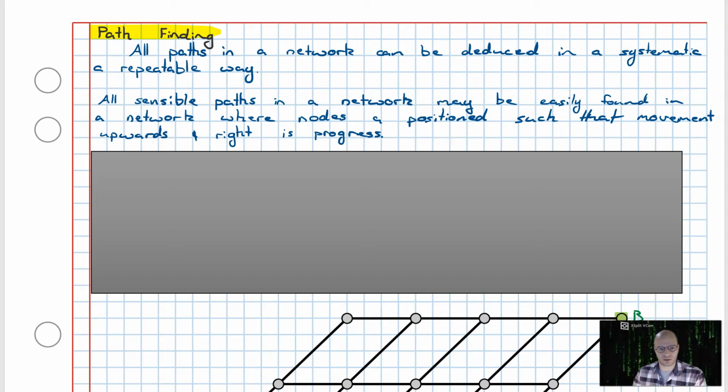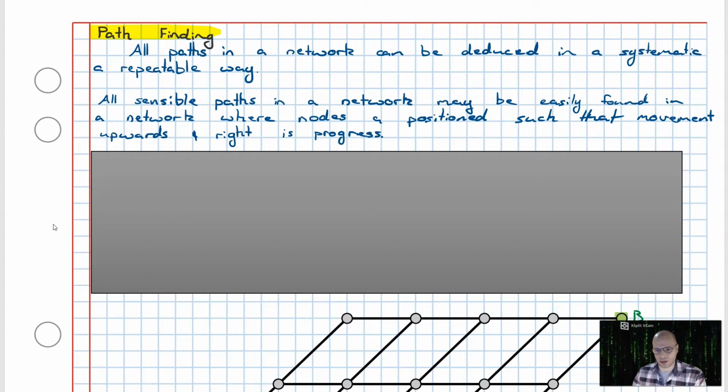Welcome to this video on the topic of networks. In this video, we'll be having a look at how we can go about finding all of the paths between two nodes in a network. Now, all paths in a network can be deduced in a systematic and repeatable way.